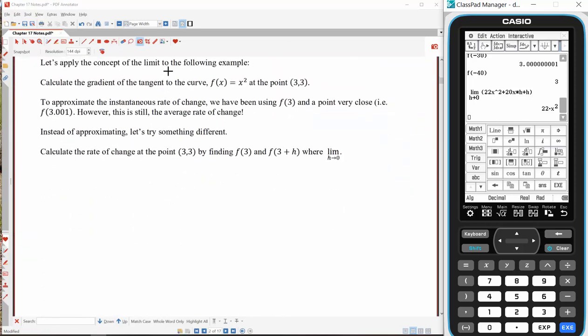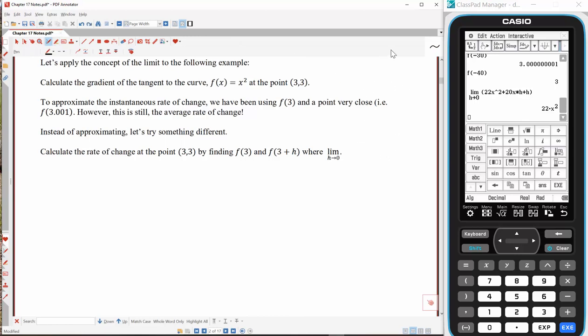So let's apply the concept of the limit to the following example. Calculate the gradient of the tangent to the curve f of x equals x squared at the point 3, 3. So we want to get the gradient of the tangent of that function. So the function is y equals x squared.